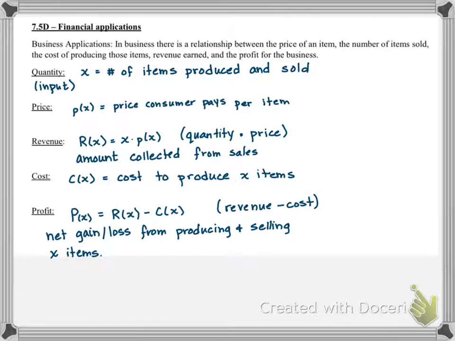So these two general formulas: profit equals revenue minus cost, and revenue equals quantity times price. Both of those are in your little formula box. If you look on your review, there's a box at the very top that gives you some formulas for the quadratic functions, and also these basic business formulas. So that'll be on the test.